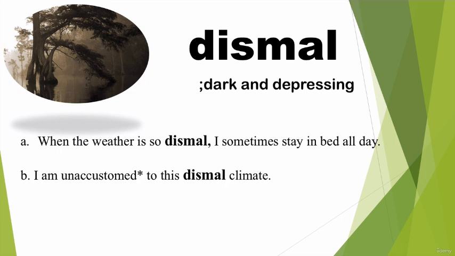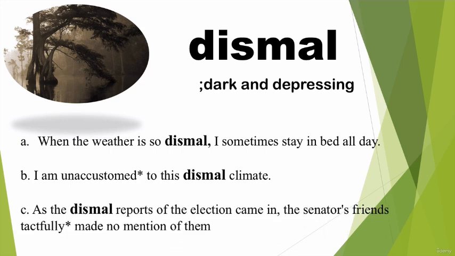As you can see, we use these words in different other examples. We repeat the words in different lessons, in different examples, to make you understand them more, to make it more clear for you. C. As the dismal reports of the election came in, the senator's friends tactfully made no mention of them. Yes. And that's the last example. Dismal, dark, and depressing.